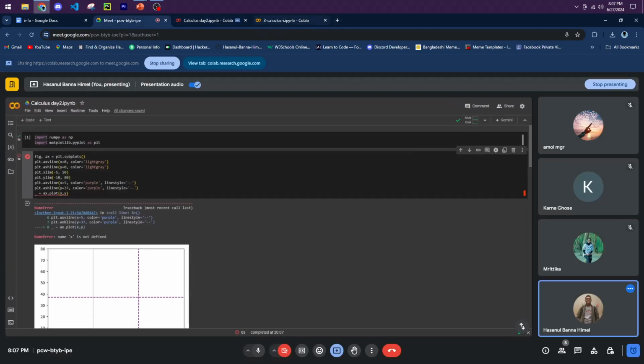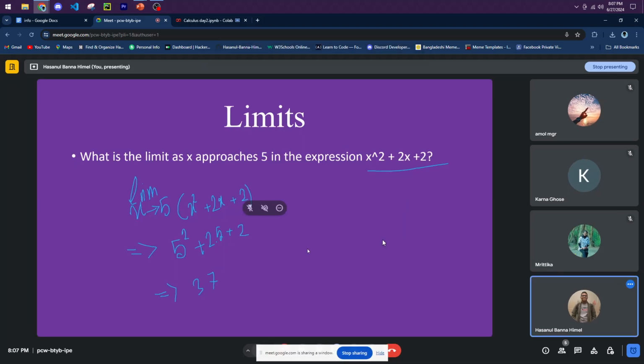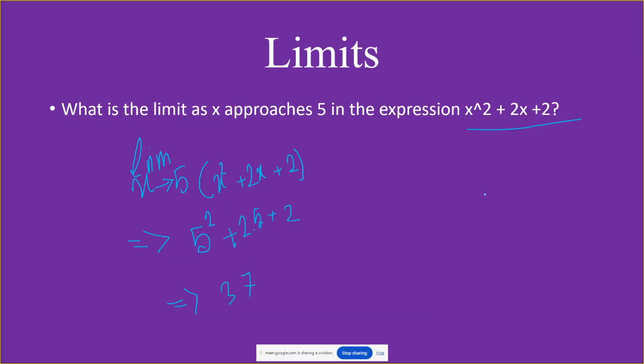This will show some values like this. If I share the slide, it will show some values like this. If this is my y-axis and this is my x-axis, it will create a curve like this. Here you can see it is going continuously, right? There is no break that can stop this function. So this is our continuous function.